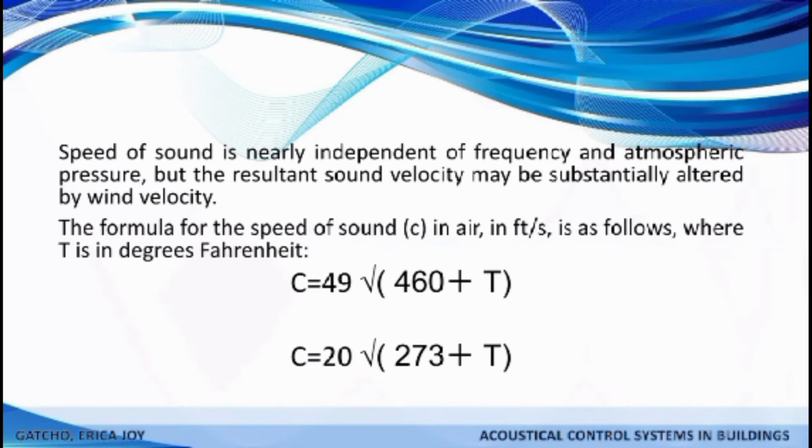The formula for the speed of sound in air in feet per second is as follows, where T is in degrees Fahrenheit: C is equal to 49 times the square root of 460 plus T. And in the SI metric unit, the formula for the speed of sound is C is equal to 20 times the square root of 273 plus T.